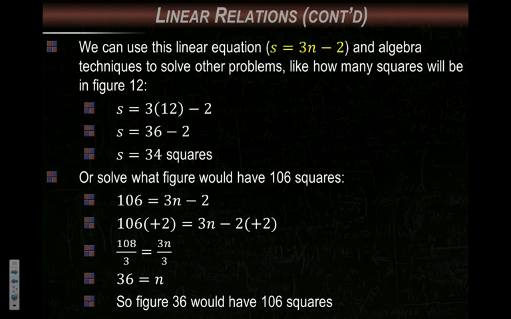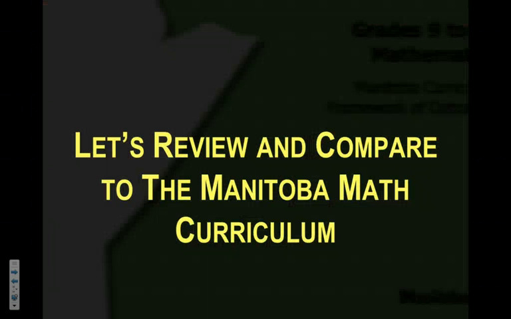Okay? I can also use that equation to figure out that if I had 106 squares, I'd be on figure 36. And for this, I just changed the way the algebra worked, which is exactly the stuff we were doing in the last unit. Notice some of the stuff I'm doing there. Adding 2, dividing by 3. This is all stuff we've been doing. This is an actual example in your textbook. So, yeah, it's actually, I think, a fairly challenging one.